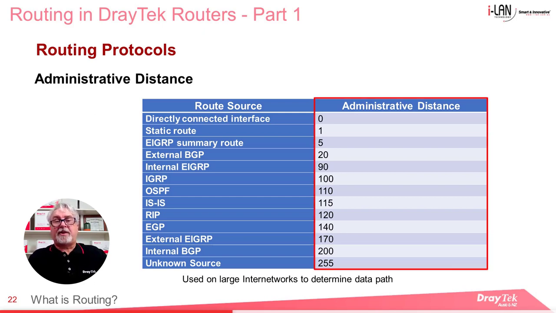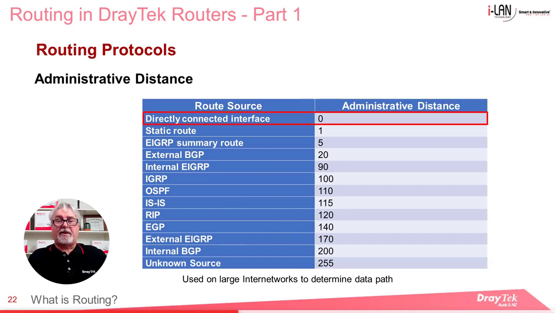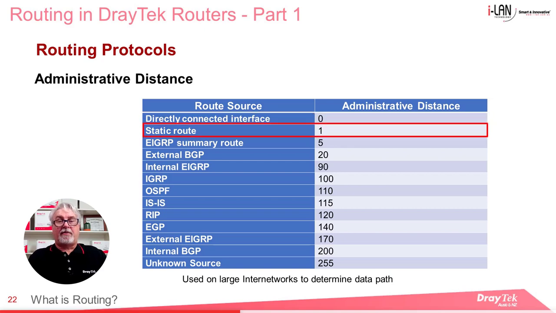The administrative distance is a number from 0 to 255 that indicates the reliability of the route source. The lower the administrative distance, the more reliable the source. The table here shows the administrative distance for each type of route source. A directly connected interface is the fastest and has an administrative distance of 0, followed by static routes.